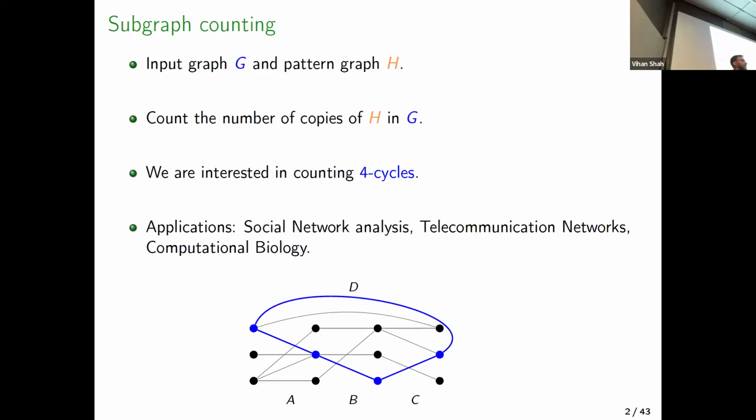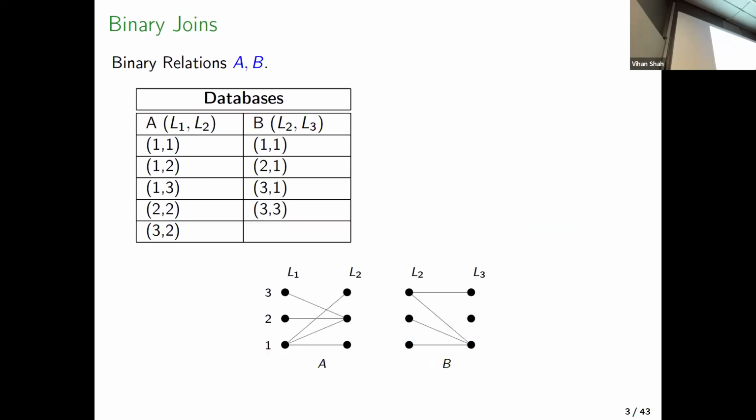Subgraph counting has many applications in social network analysis, telecommunication networks, etc. I'm going to show you an application in database theory. So you have these 2 binary relations here, A and B. You should think of each relation as a bipartite graph. The first relation is on L1 and L2, the second one is on L2 and L3.